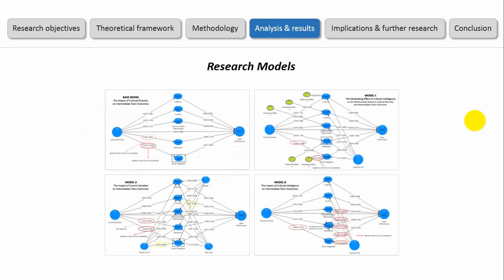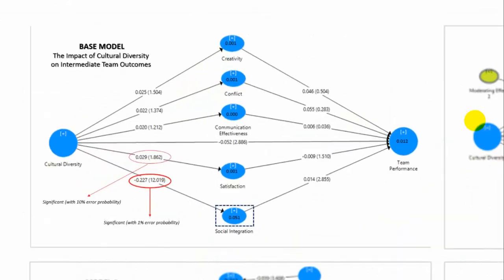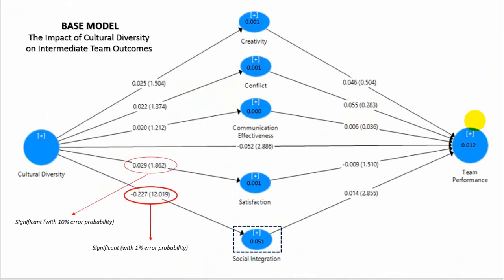So Valeriia will now take over and go through the analysis of our research model, which was tested in four different versions. Okay, let's take a look at our base model, which corresponds to the direct relationship between cultural diversity and five intermediate team outcomes, and which is aimed to answer our first research question.